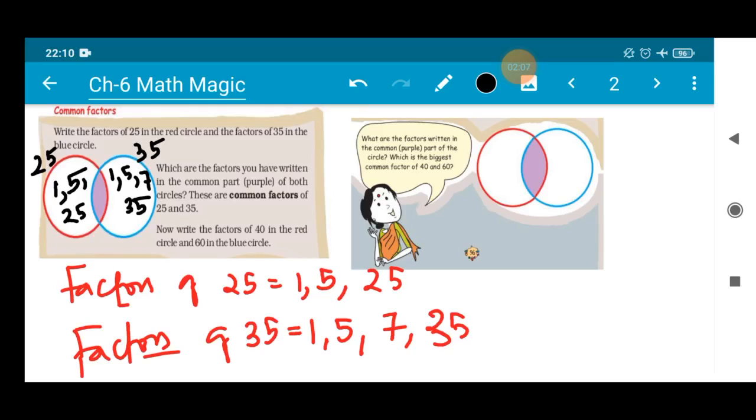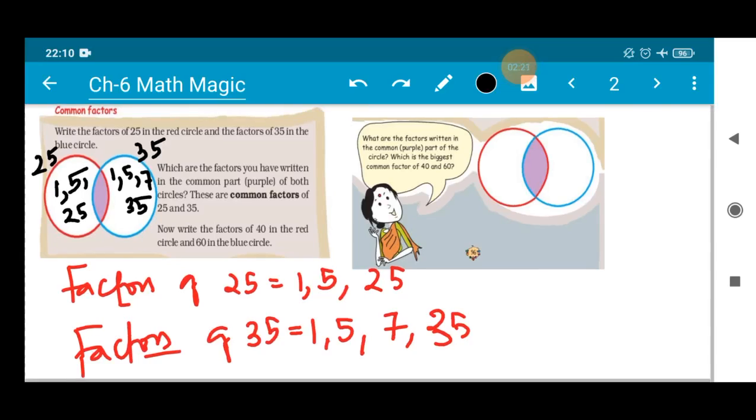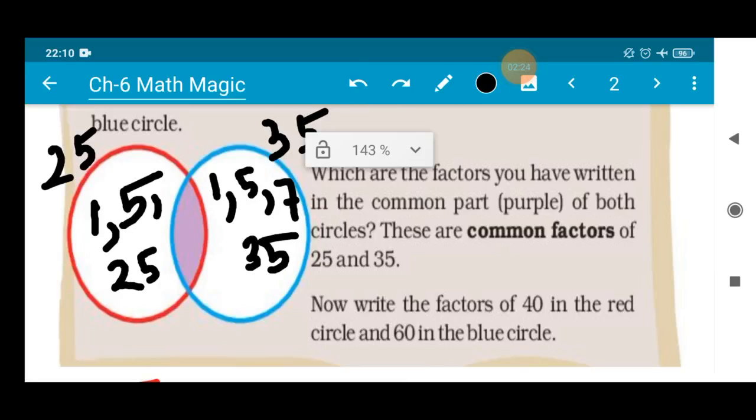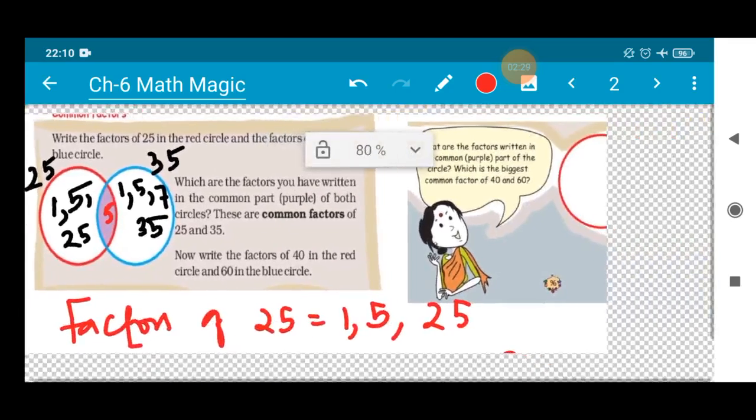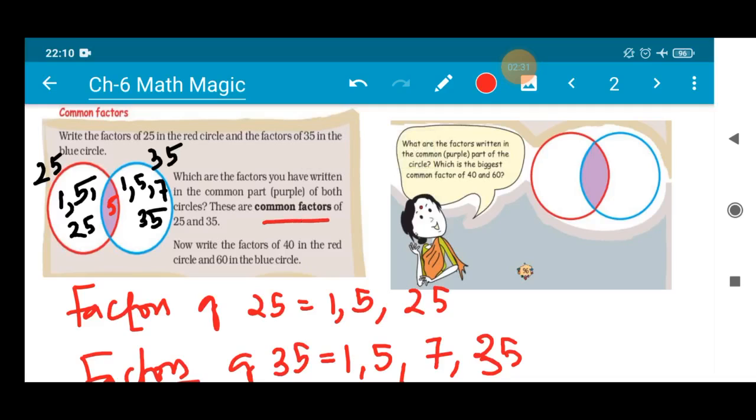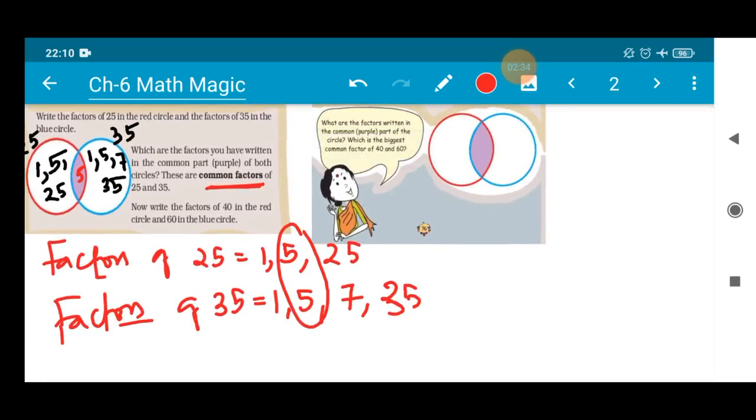Now you have to write which are the factors you have written in the common part. So what number can you see? The only number which is common in both is 5. So let us write 5 over here. That means the factors whichever we have written in the purple part are considered common factors. Common factor means this factor is present in both the numbers, that is in 25 and 35 itself. So here we can say that 5 is a common factor of 25 and 35.